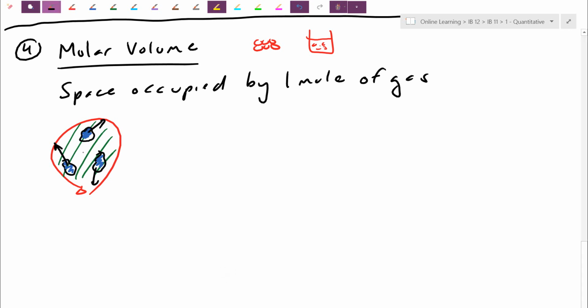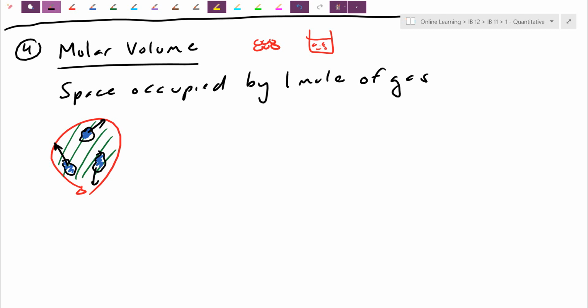There were already a lot of empty spaces. We call that empty space vacuum, and it will be really dramatically different based on what temperature and what pressure I am at. So although molar volume can be defined just like that, the space occupied by 1 mole of gas, we're going to qualify the temperature and pressure that I'm at. Gases respond really drastically to how hot it is and how much pressure is actually applied on it.